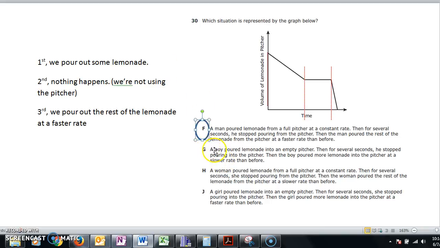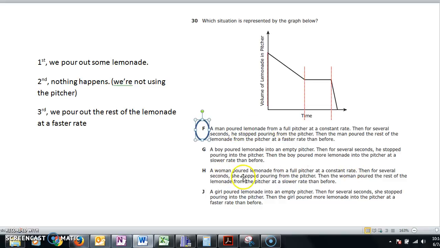G. A boy poured lemonade into an empty pitcher. Okay, so right away we know that's wrong because at the very beginning we had a lot of lemonade in this pitcher already. So we know it's not G. That doesn't match. H. A woman poured lemonade from a full pitcher at a constant rate. Okay, so that's the same exact thing that happened in F. A man poured lemonade at a constant rate.